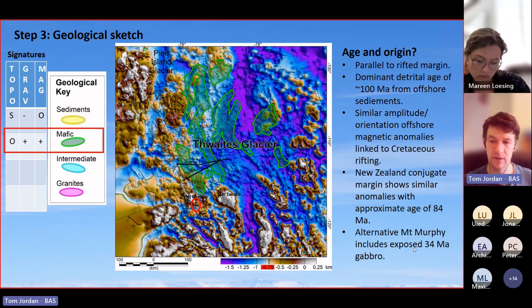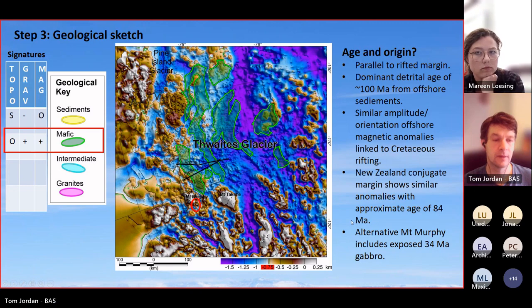And it's also interesting that the Mount Murphy gabbro shows an incredibly strong 2000 nanotesla magnetic negative because it's got a really strong remnant field. And we don't seem to be seeing that over the main trunk of Thwaites Glacier. So we prefer this Cretaceous origin.